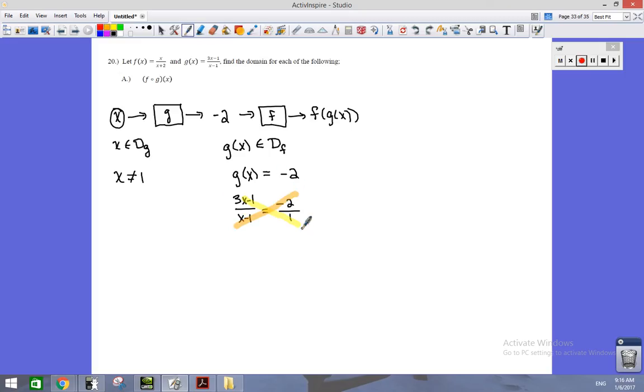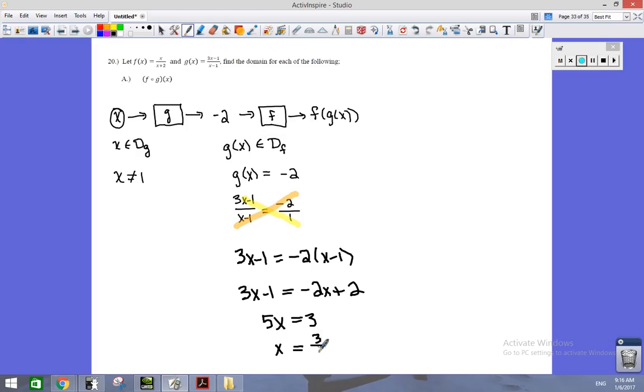So along the yellow diagonal there, when I multiply by 1, I just get the 3x minus 1 back. When I multiply this by negative 2, I have negative 2 times x minus 1. So I've got 3x minus 1, negative 2x plus 2. Let's add 2x to each side. Let's add 1 to each side. Let's divide by 5.